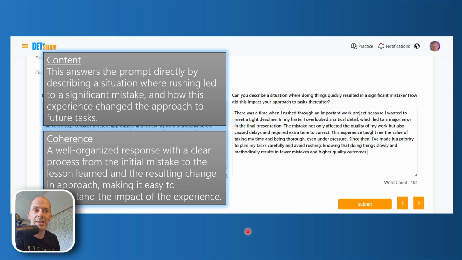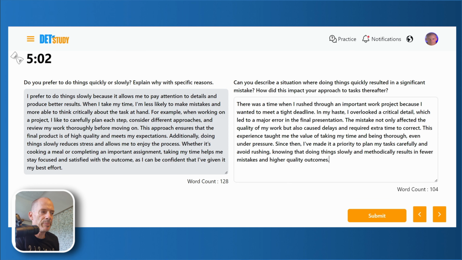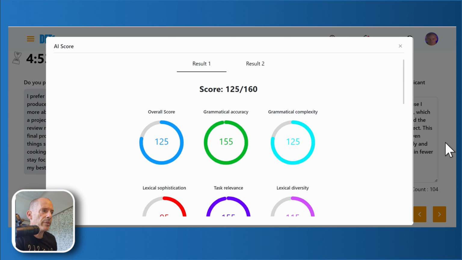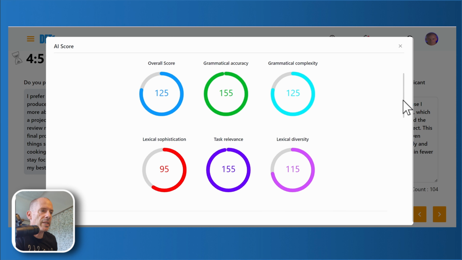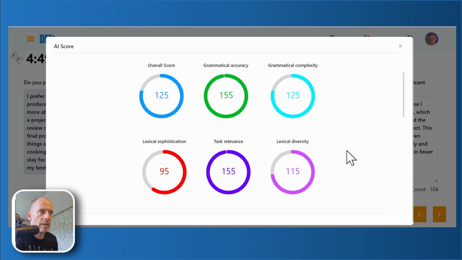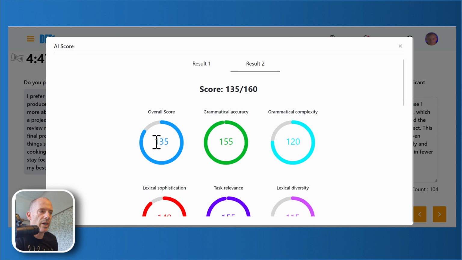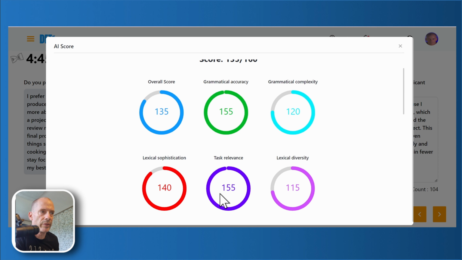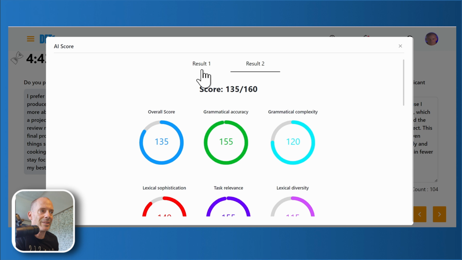Now let's run it through AI. Okay, both responses were input, and here we go for AI. Come on, here we go. What do we got? All right, 125 with a task relevance of 155. We love that. And a 135 with a task relevance of 155. On the first and the second result, yes.